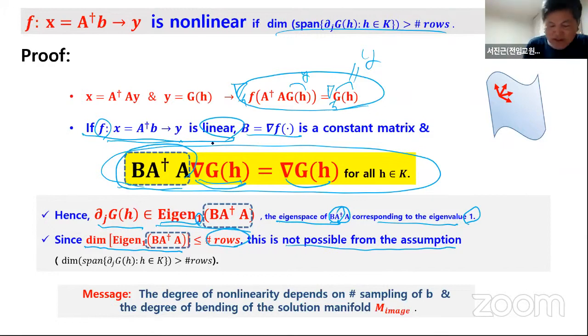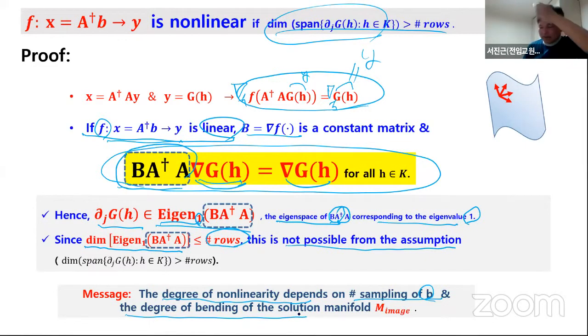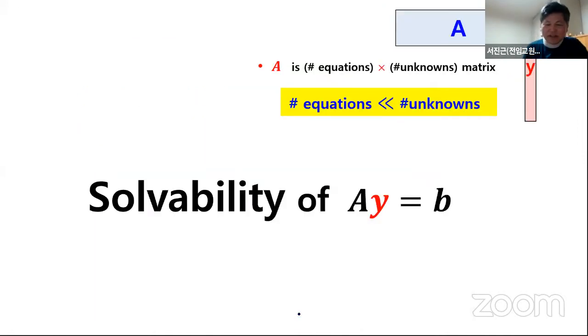But the proof shows several things, such as why this one is big. The degree of the nonlinearity depends on the number of samplings of B and the number of bendings of the solution manifold. That's the reason. Now we test the solvability, whether our theory is correct or not.